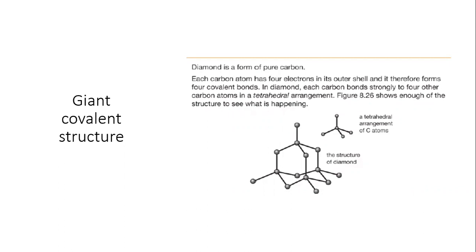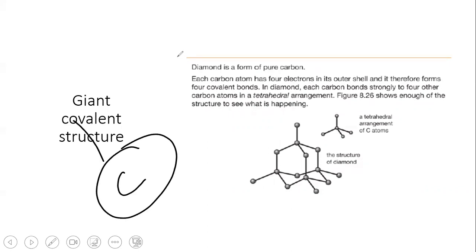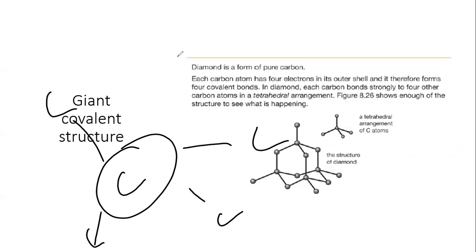It's tetrahedral, because each carbon has a covalent bond with four other carbons. For example, this is your one carbon. We know carbon has 4 electrons in the outer shell, so it can make bonds with 4 carbons. This gives it a tetrahedral shape, a tetrahedral arrangement. Every carbon is going to have a covalent bond with another carbon. What else do we know?